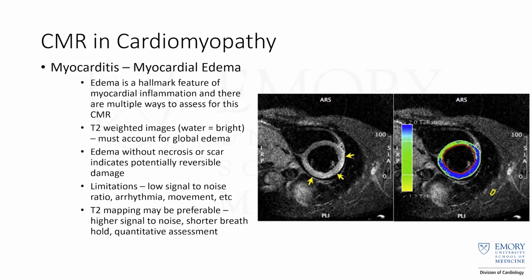T2 mapping is probably preferable to these T2 weighted images. The breath holds for the patients are shorter. You can get an actual quantitative assessment with a measured number, which is helpful, and it's probably better than the T2 weighted images. So we do the T2 mapping more frequently here at Emory.